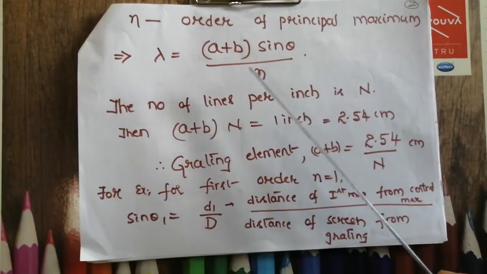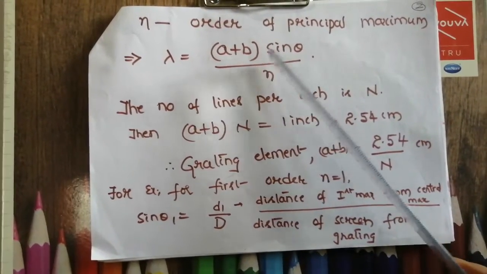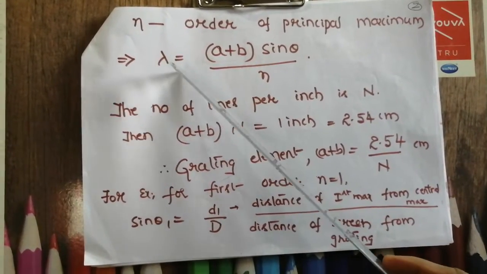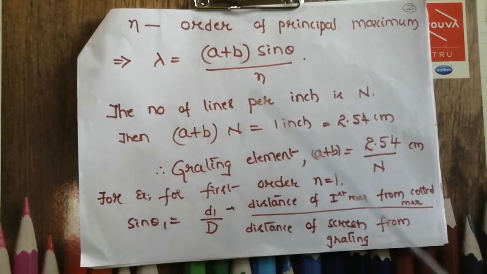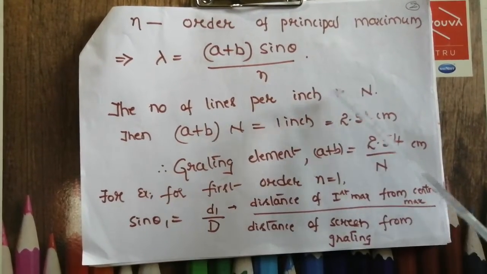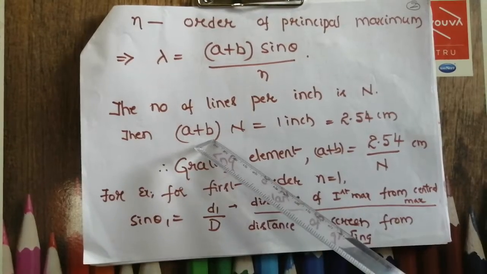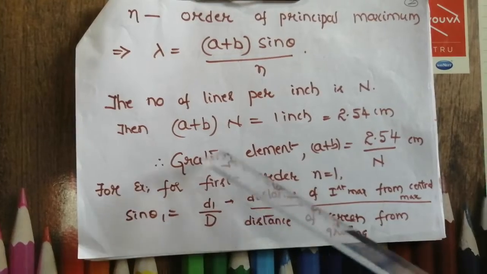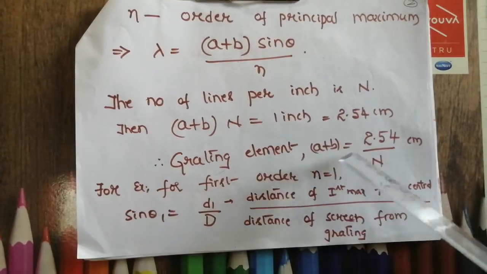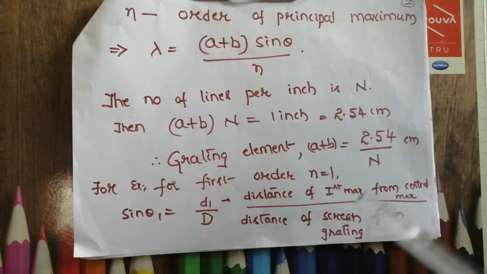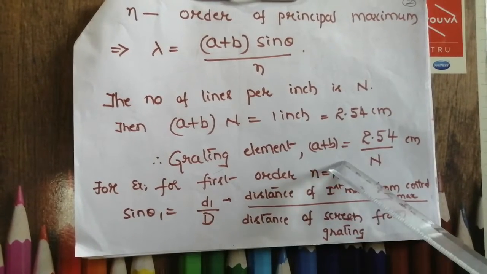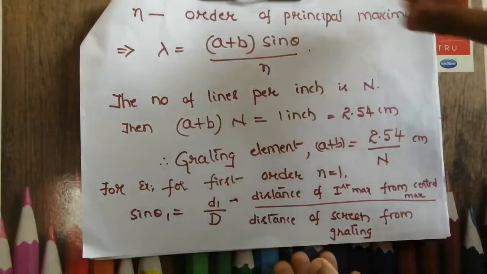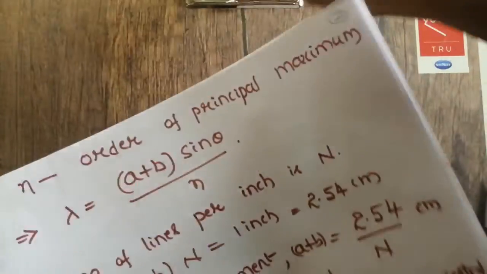We know that the condition for principal maximum is (a + b) sin theta = n lambda. As we have to find lambda, lambda = (a + b) sin theta / n. Suppose the number of lines per inch is n, then (a + b) times n equals 1 inch, which equals 2.54 centimeters. Then the grating element (a + b) = 2.54 / n centimeters. For example, for first order n = 1, we have to find sin theta 1, so let us go to the first page.